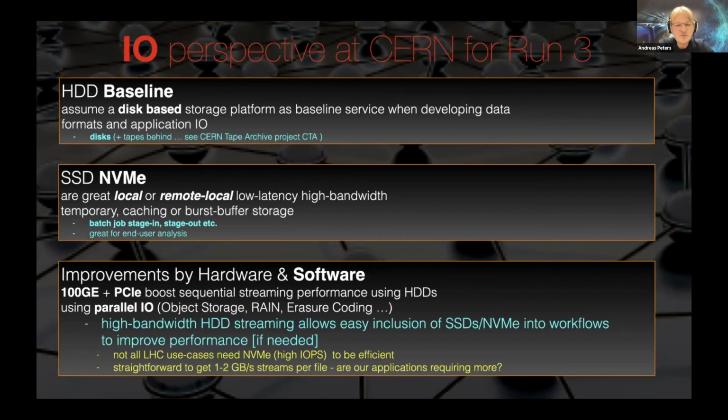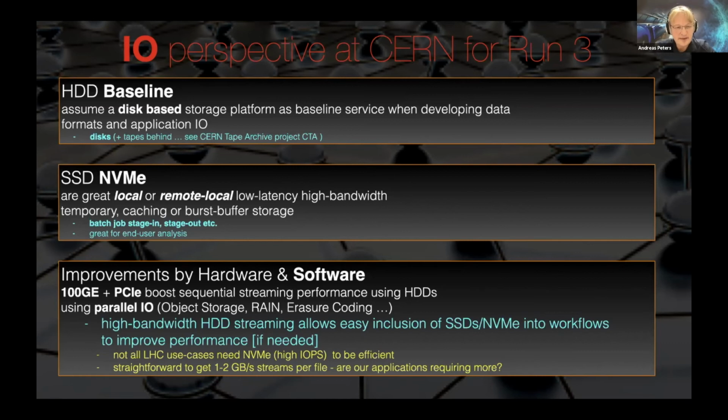So the main improvement we have here at CERN comes from hardware and software. We moved to 100 gigabit technology and faster PCI Express HBAs, and we try to introduce parallel I/O from hard disks, so you know all these buzzwords: object storage, RAID, RAIN or erasure coding. These are all similar approaches to make I/O parallel and have redundancy at a low cost. And in this model, you can actually provide high performance streams from hard disks.